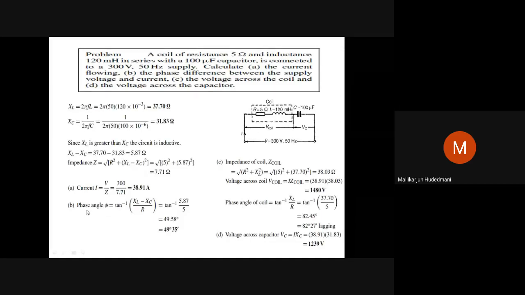I got the answer. The next is to get the voltage across the coil. I into Z, I should do. I into Z of the coil, I should do. To get that, the square root of R square plus XL square, nothing but the impedance of the inductive coil, 5 square plus 37.70 square under root, gives me 38.03 ohms, into the current. What was the current value? 38.91.